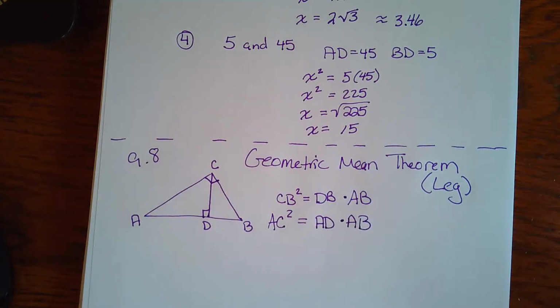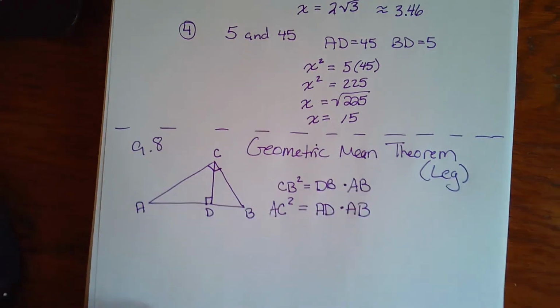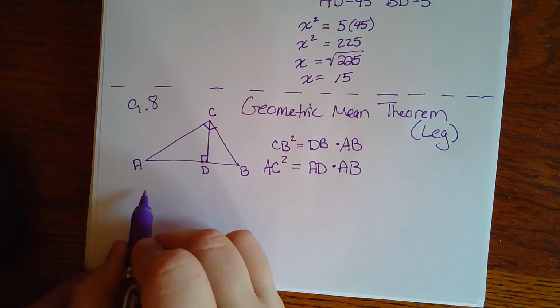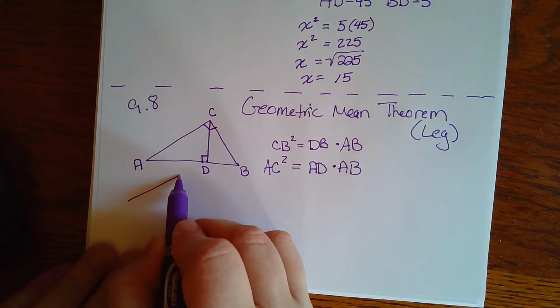So remember that you're doing the longer length times the entire length. So let's do a couple examples with that. If I'm looking for the geometric leg, the one I'm missing, we are going to be looking at something like number 6. So for number 6, we are going to be looking for this here. So I'm going to redraw my triangle. It looks something like this.